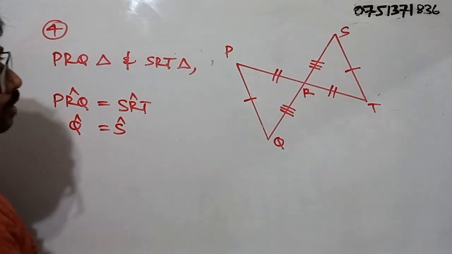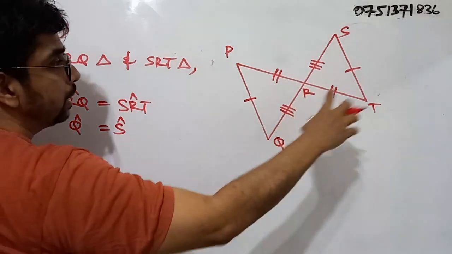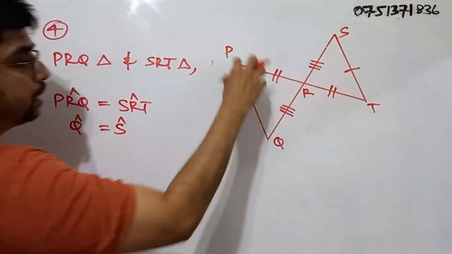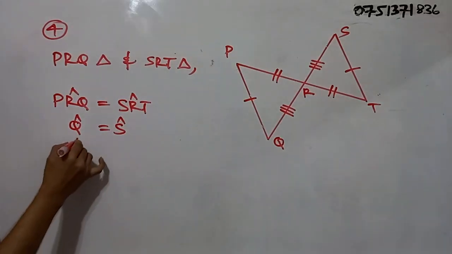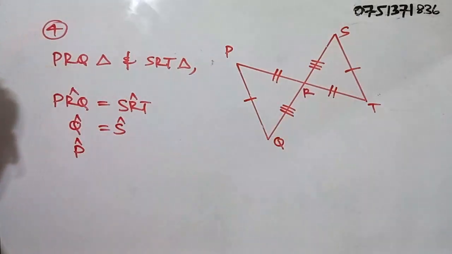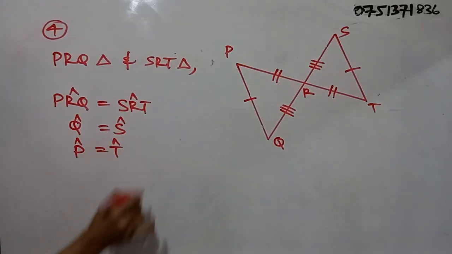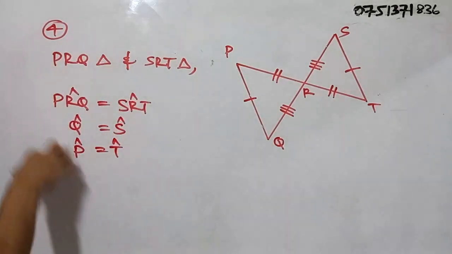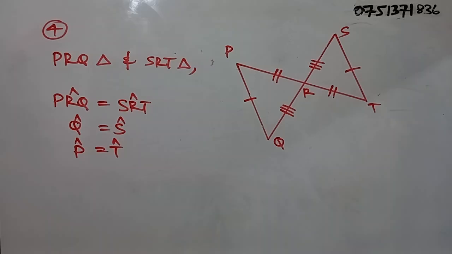Then QR is equal to RS. What is the opposite angle to QR? Angle P. So what is the opposite angle to RS? Angle T. So these two are equal. So these are the three corresponding elements.